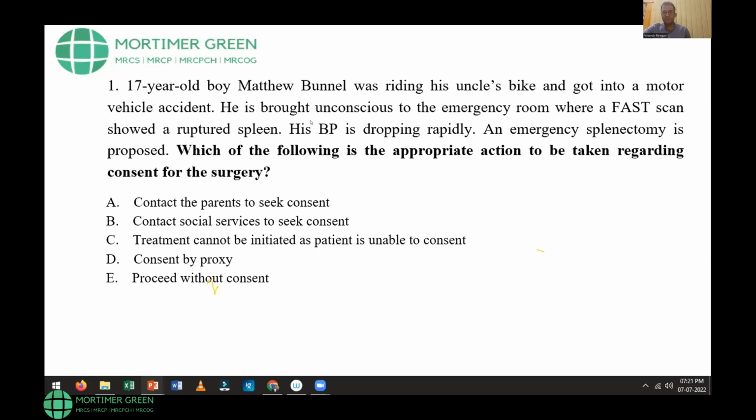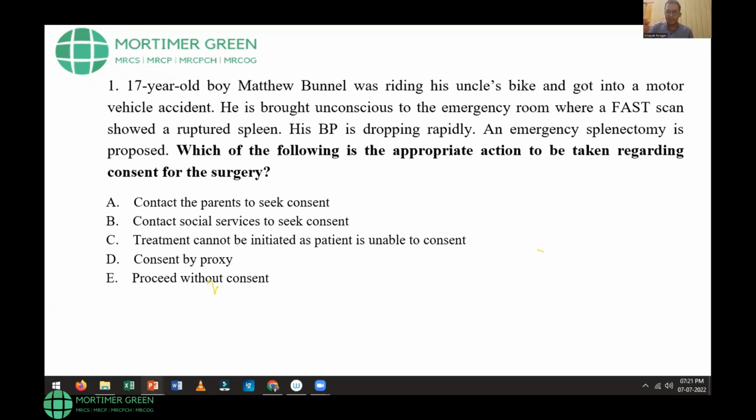The first question: a 17-year-old boy, Matthew Bunnan, was riding his uncle's bike and got into a motor vehicle accident. He's brought unconscious to the emergency room where a FAST scan has shown a ruptured spleen. His BP is dropping rapidly. An emergency splenectomy is proposed. Which of the following is the most appropriate action to be taken regarding consent for surgery?